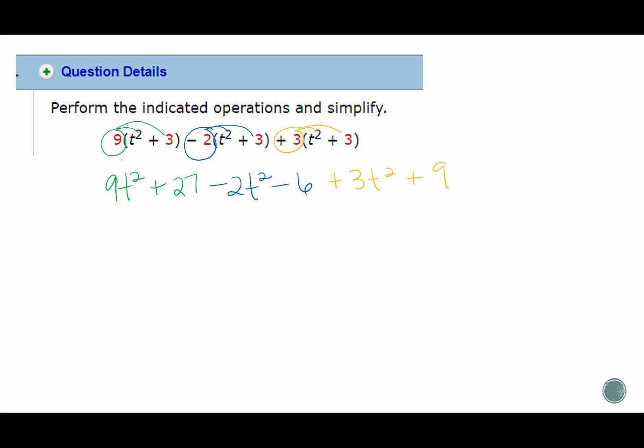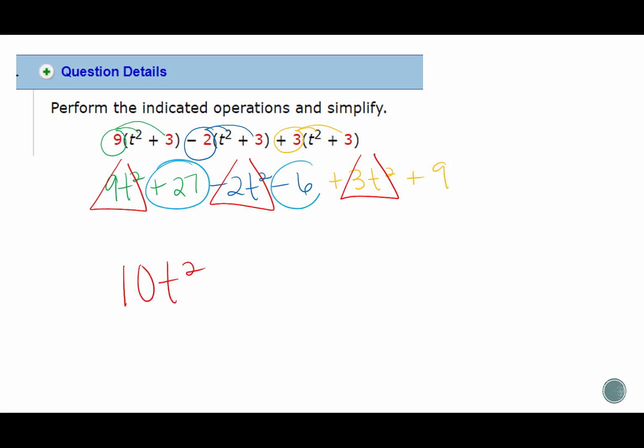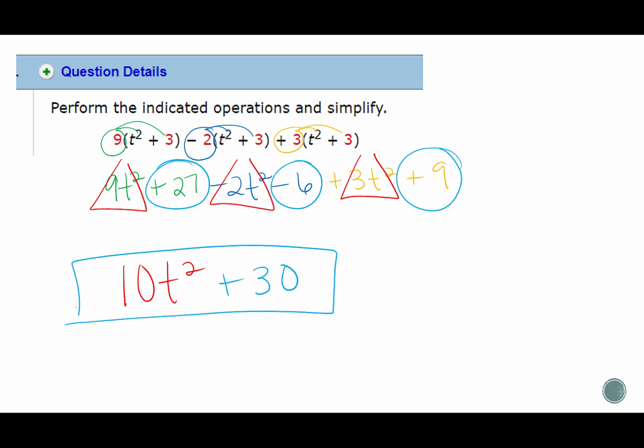Now to collect like terms, 9t squared minus 2t squared plus 3t squared is a total of 10t squared. Positive 27 minus 6 is positive 21 plus 9 is positive 30. Your final answer is 10t squared plus 30. But I want to show you one more thing before I stop the video.